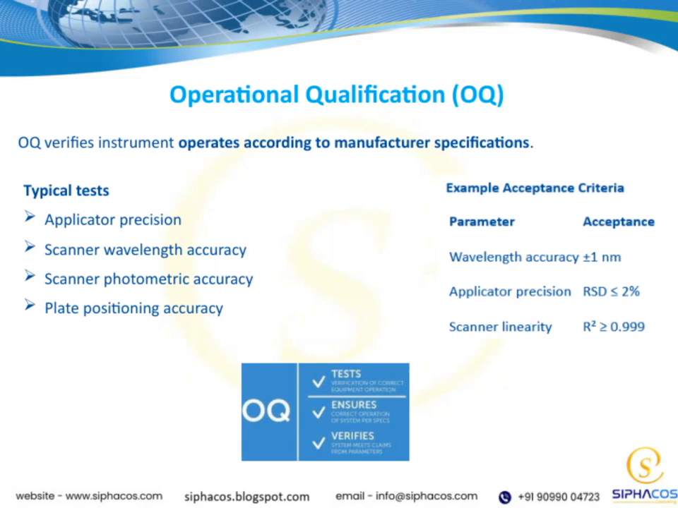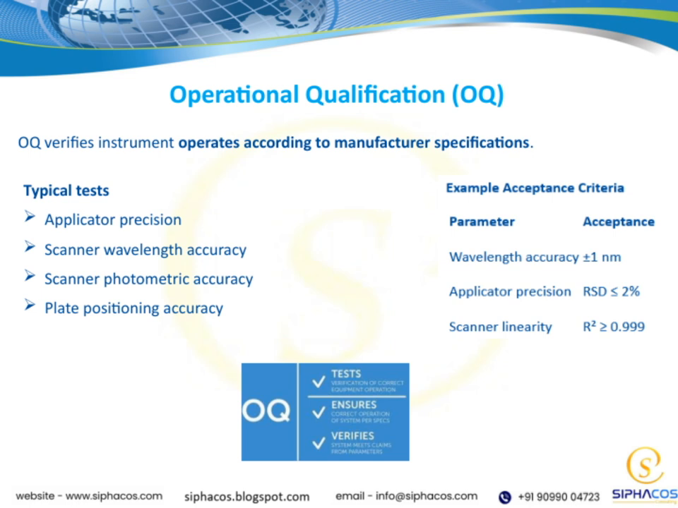Now, let's take a look at some typical tests we perform to ensure our instruments are functioning correctly. First, applicator precision is crucial because it ensures that the sample or reagent is being delivered consistently and accurately each time. Next, scanner wavelength accuracy is vital for correct detection and measurement, as even small deviations can impact results. Similarly, scanner photometric accuracy is essential because it confirms that the instrument's light measurements are precise, which directly affects data quality. Plate positioning accuracy is another key factor. It guarantees that samples are correctly aligned, preventing errors during analysis.